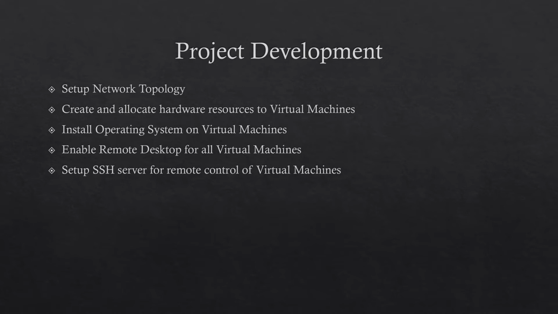So for project development, there are 5 steps that have been taken to create the project. The first one is to set up the network topology. Next is to create and allocate hardware resources to virtual machines. Third, install the operating system on the virtual machines. Next is the crucial part, which is to enable remote desktop for all virtual machines. And last but not least is to set up an SSH server for remote control of the virtual machines by the administrator.